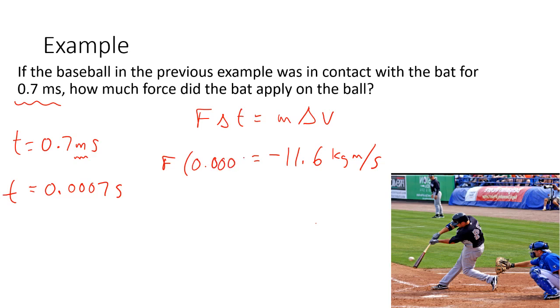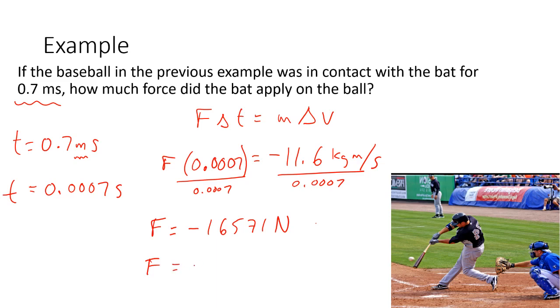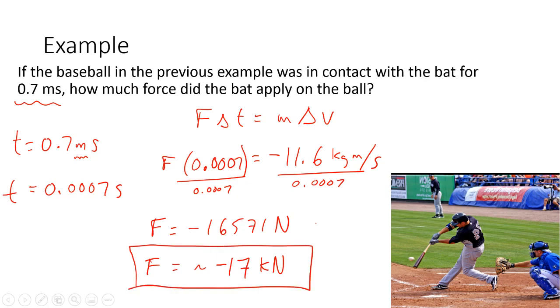Okay, so if we substitute our time into our equation, and then we plug and chug, or divide both sides by 0.0007, we get that our force is approximately equal to negative 17 kilonewtons. And that negative just indicates that that force is acting to the left, right? So this is force acting to the left.